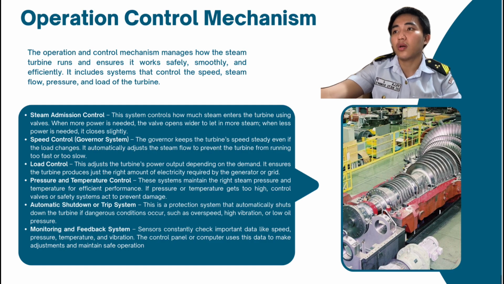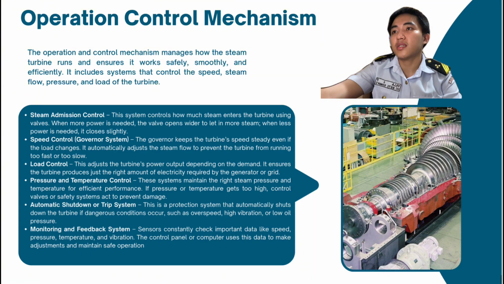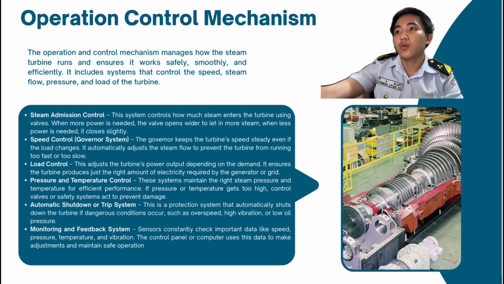So automatic shutdown or trip systems. This is a protection system that automatically shuts down the turbine if dangerous conditions occur, such as overspeed, high vibration, or low oil pressure. Monitoring and feedback system. Sensors constantly check important data like speed, pressure, temperature, and vibration. So the control panel or computer uses this data to make adjustments and maintain safe operation.